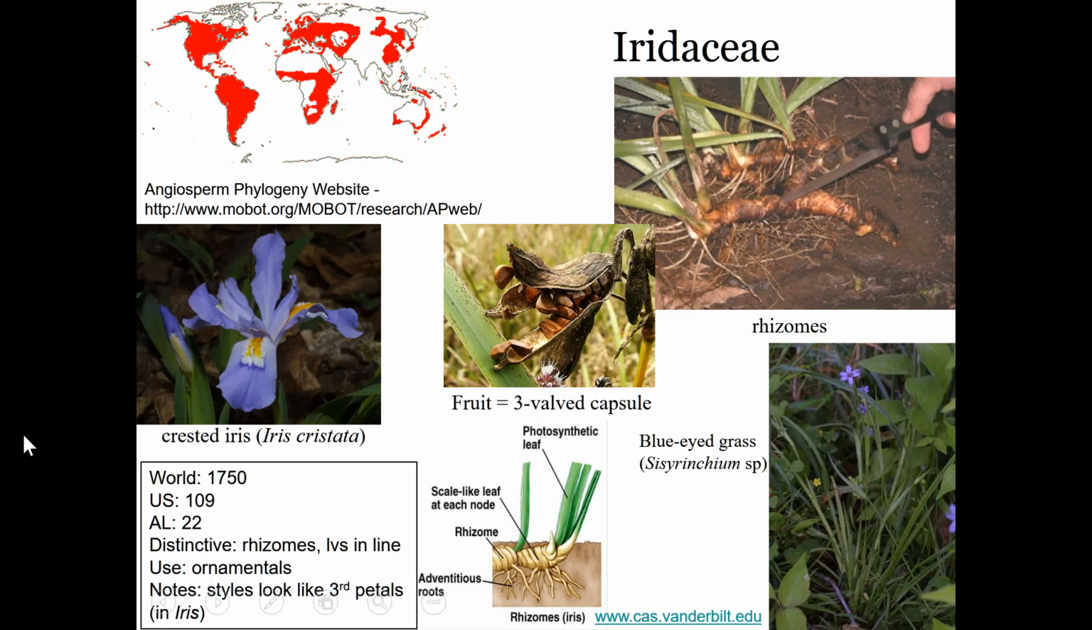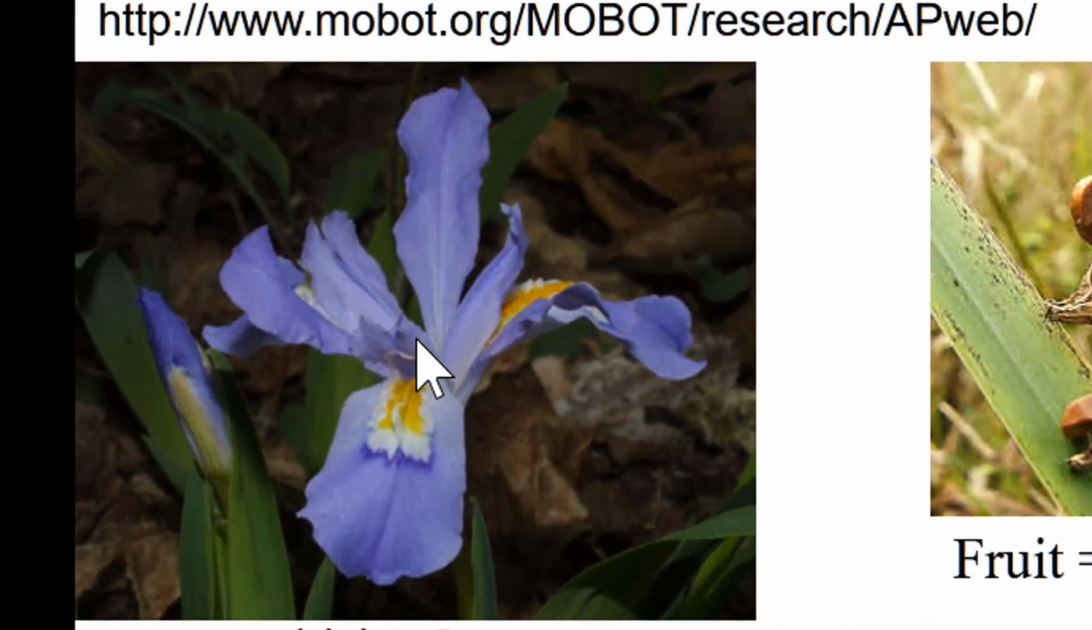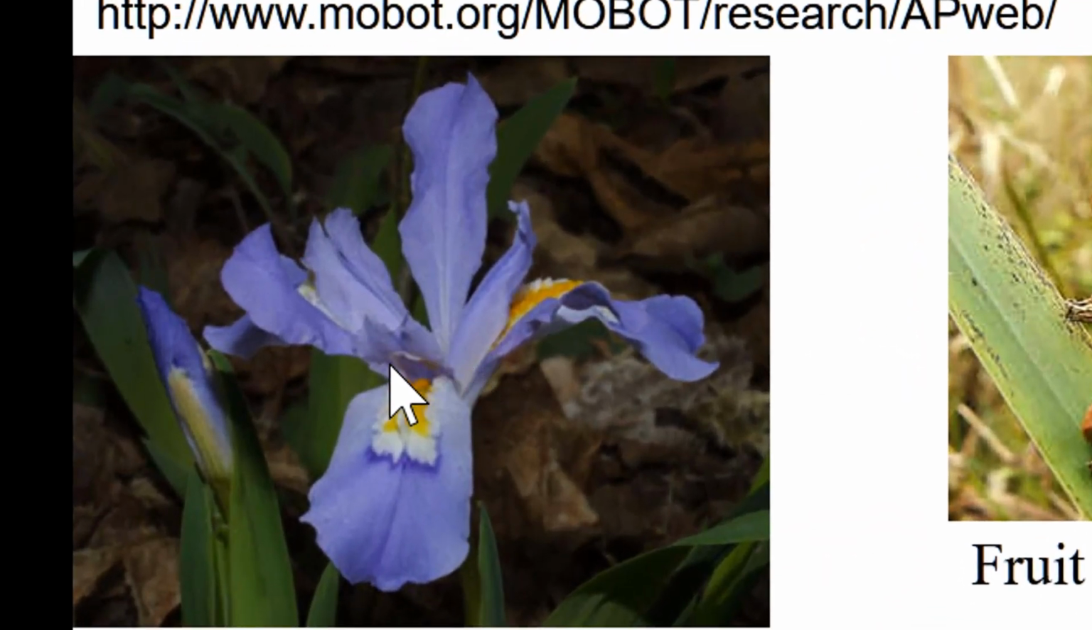One other thing about the irises that makes them somewhat distinctive and unique is that the styles, so the stigmatic surface is right underneath here, are ornamented, and they also look a little bit like petals. So it will look like there's 3 sets of petals actually with an iris flower.